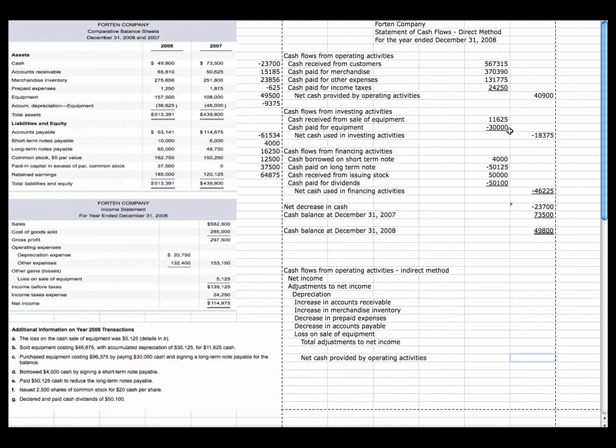Hopefully these couple problems that we've done for Chapter 12 will help you as you understand as we run through the statement of cash flows. If you have any questions, feel free to send me an email or ask questions in class as we go ahead and continue to review this chapter in the upcoming class.